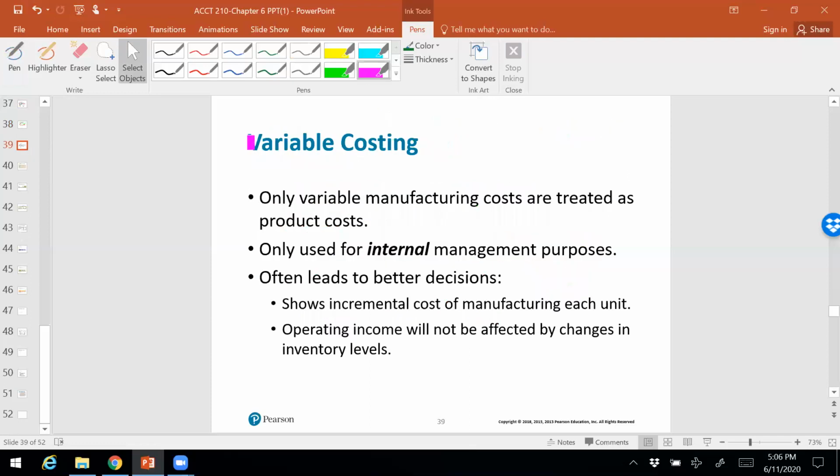We only focus on the variable part in this method. In this method, we only focus on what? We focus on manufacturing, yes, but only variable manufacturing. Okay, this is the key word. You read it, repeat it. We only focus on variable manufacturing. Two parts. First, it has to be manufacturing. Second, it has to be variable. Okay, you have to meet those two criteria.